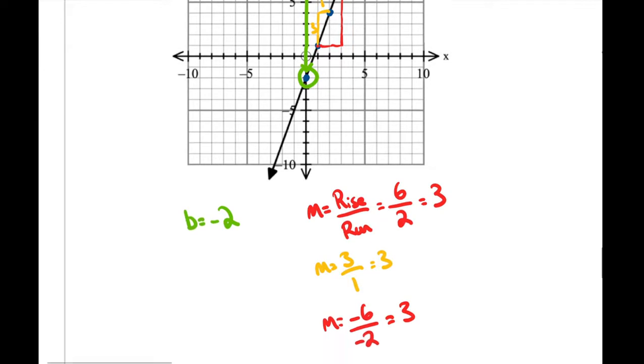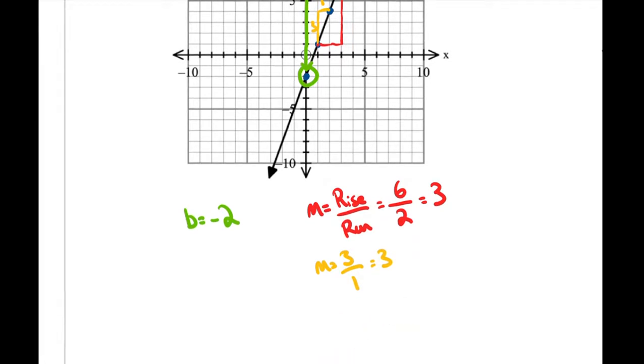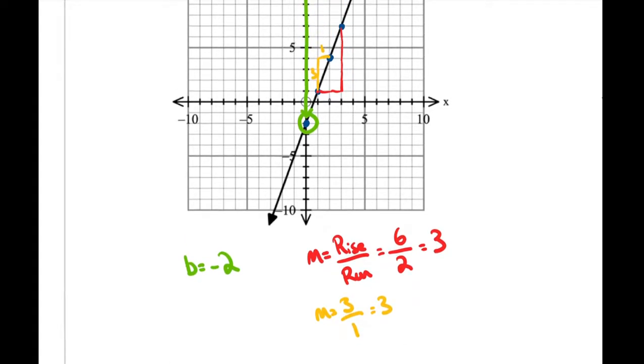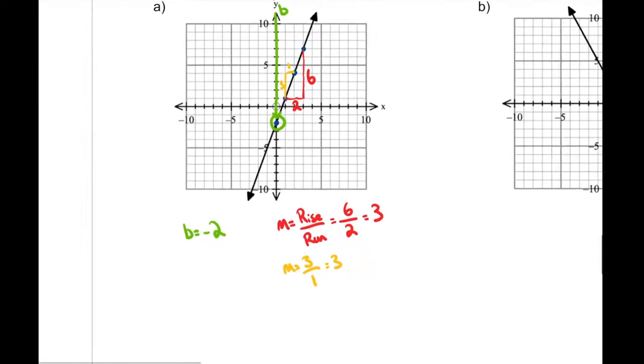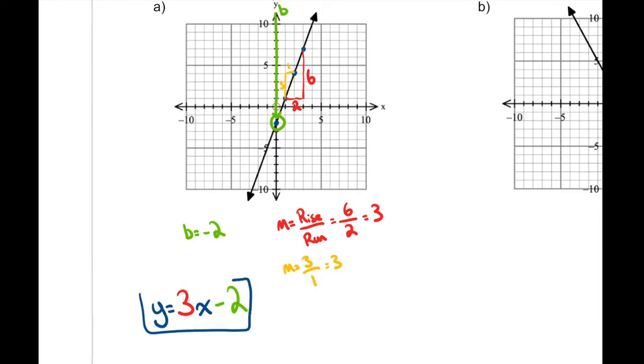So I'm just going to erase this negative one just to avoid clustering it. Now that I have my m and my b value, I can write out my rule. y equals 3, my multiplier, x minus 2. So that is the rule for the first graph.